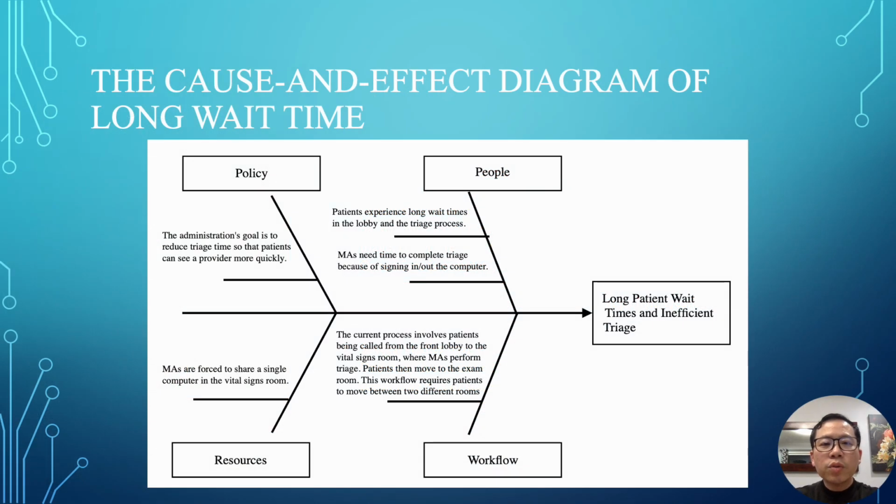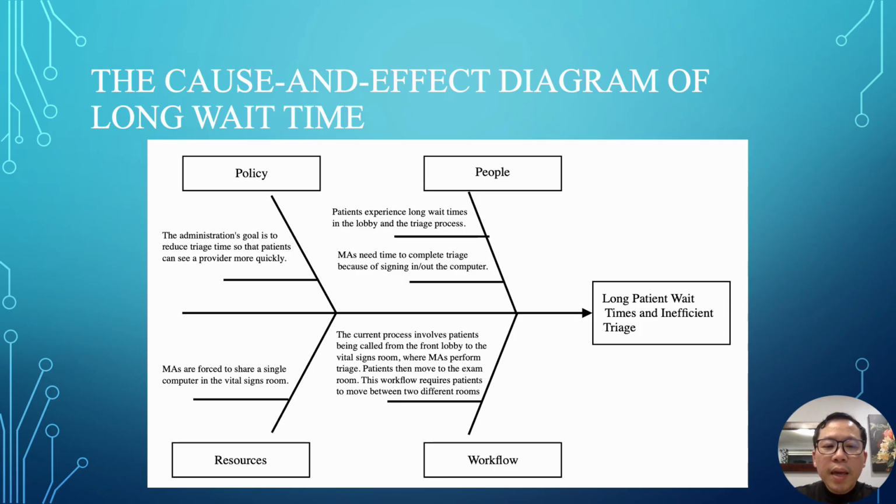Now, look at the chart. You see the cause and effect diagram of long wait time. The first factor is people. The patient experiences a long wait time in the lobby and the triage process. The MA need time to complete triage because of signing in and out of the computer. The second factor is the policy. The administration's goal is to reduce the triage time so that the patient can see the provider more quickly. That's their goal, but it's hard to establish at the moment.